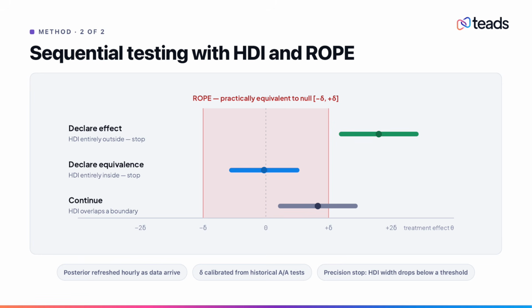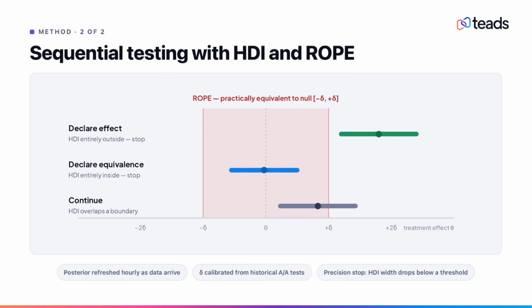For decisions, we use Bayesian sequential testing. We combine the highest density interval, HDI, with a region of practical equivalence, ROPE. The ROPE is the interval from minus delta to plus delta. Effects inside it are practically equivalent to the null.